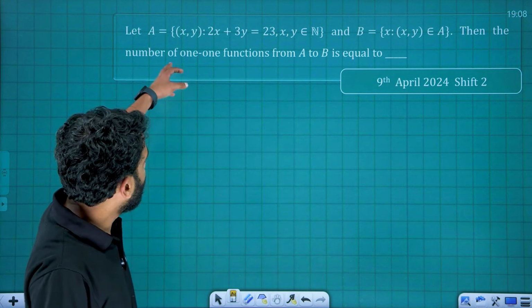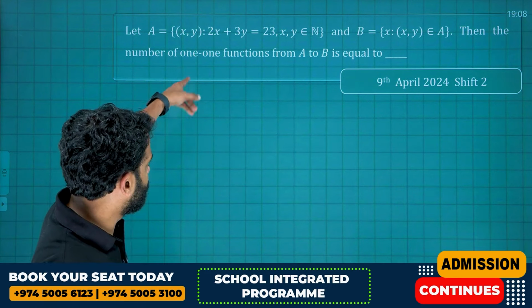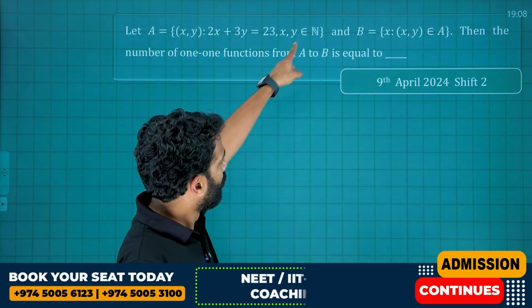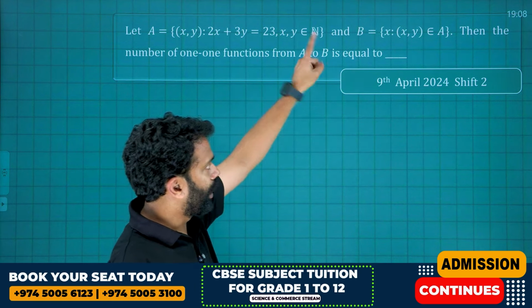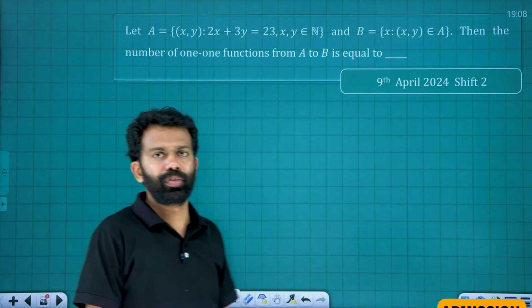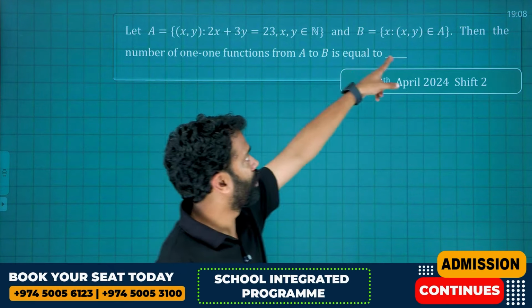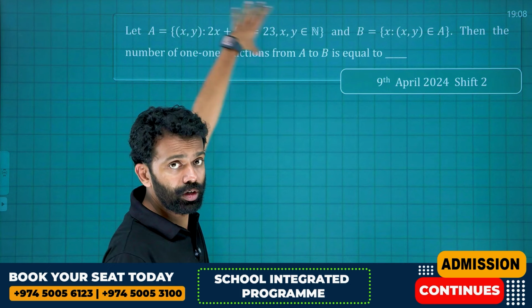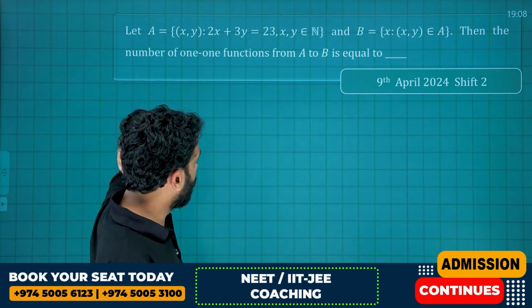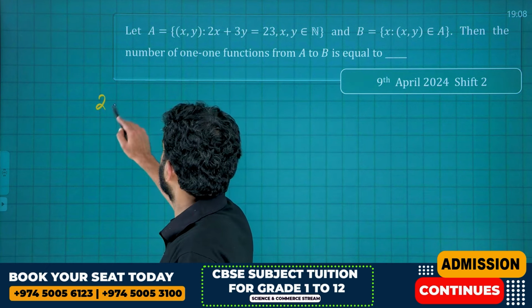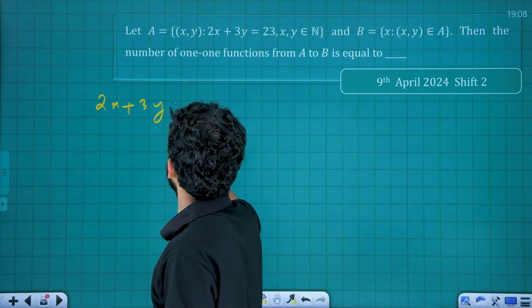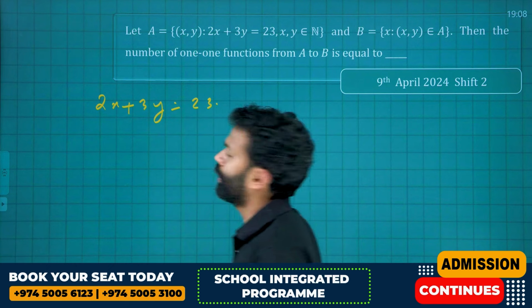A is equal to the ordered pairs (x, y) such that 2x plus 3y is equal to 23 and x, y are elements of natural numbers, and B is equal to x such that ordered pair (x, y) is an element of A. That is, B should be the first component from all the ordered pairs in set A. Okay, let's formulate. I think it's an easy question. That is 2x plus 3y is equal to 23.